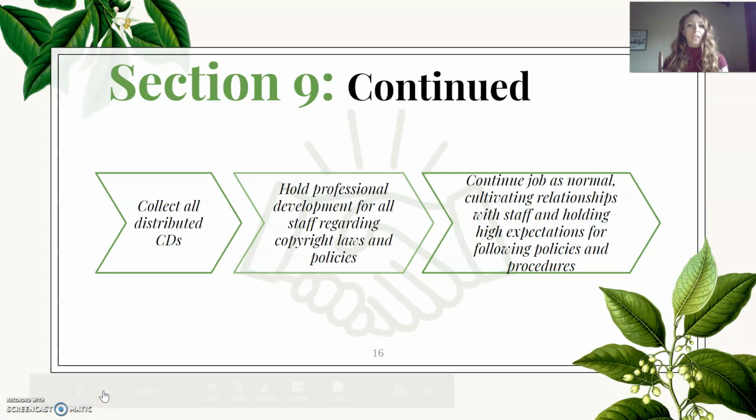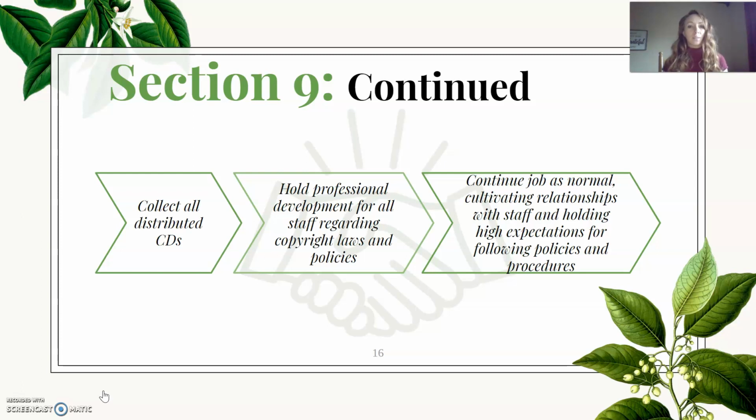With the district guidance, I would then collect all CDs that were distributed and then work to ensure all staff work to adhere to the laws, policies, and regulations by holding a professional development session with the purpose of communicating copyright laws, policies, and procedures.